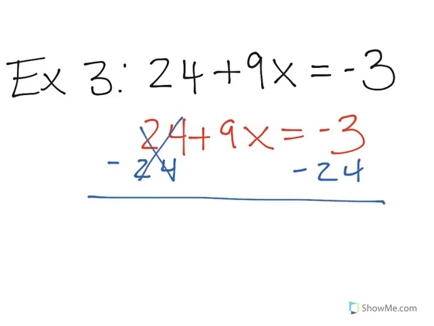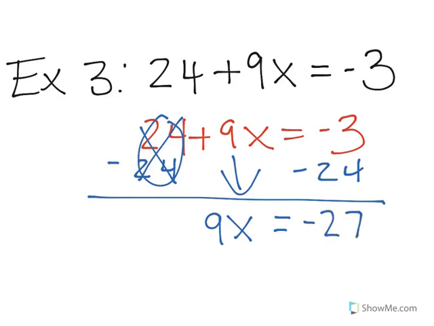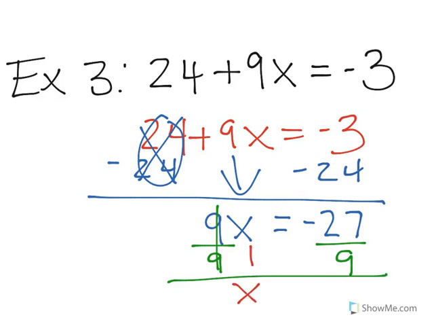24 minus 24 is going to be 0, so that cancels out. I'm going to bring down my 9 times some number, or 9x. Negative 3 plus negative 24 is going to be negative 27. The opposite of multiplication is division, so I'm going to divide both sides by 9. This crosses out to make 1. So then I'm left with x. I'm going to bring down my x equals, well, a negative divided by positive is a negative. 27 divided by 9 is 3. So right now I have x equals negative 3.